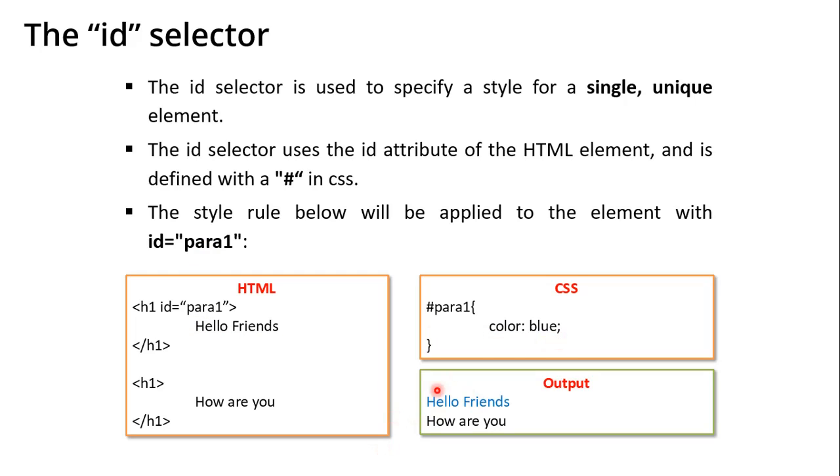See here. And for how are you we are writing an h1 tag in which we have no description, so by default it will display in the black color. Okay, so this is the ID selector. Next is the class selector.